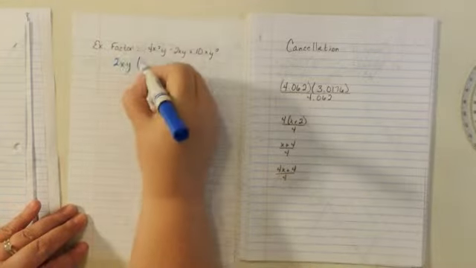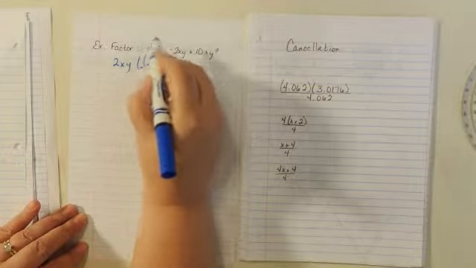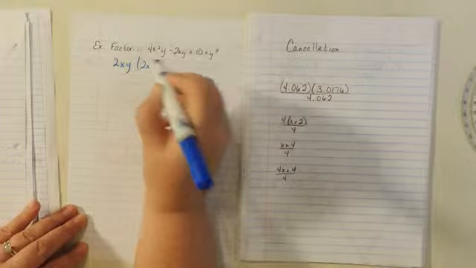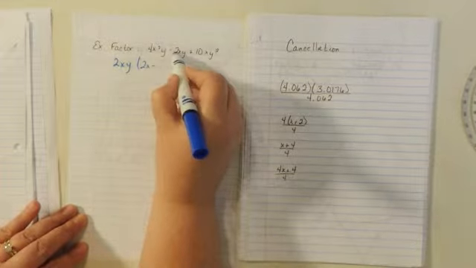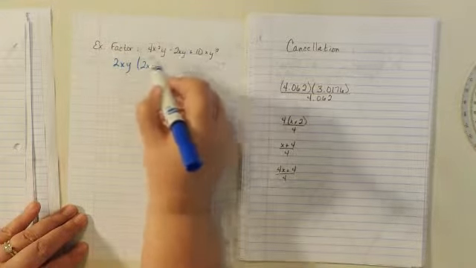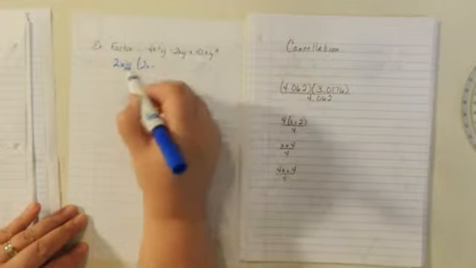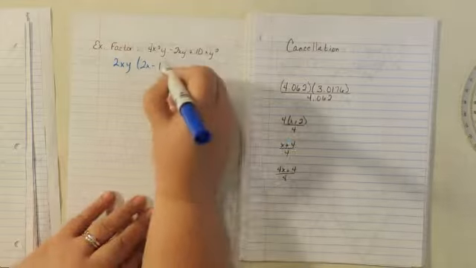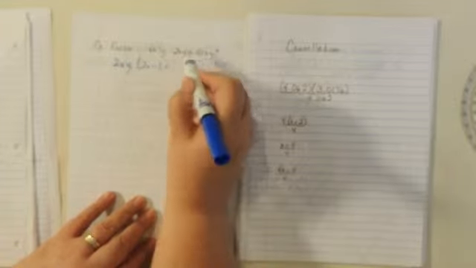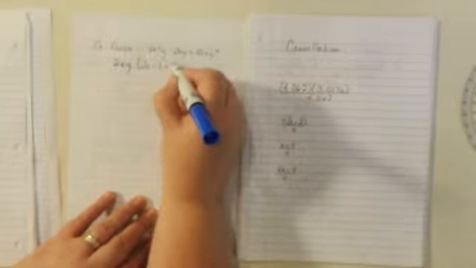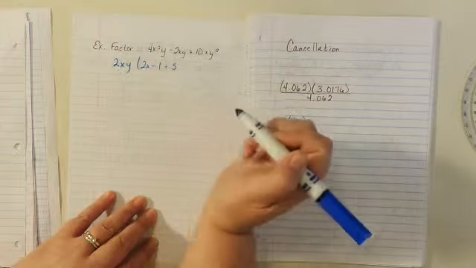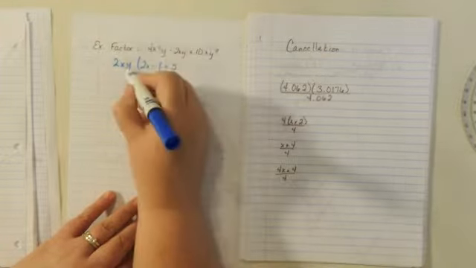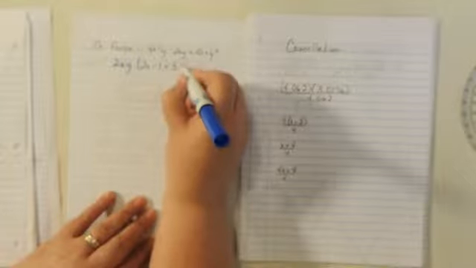Okay, 4 divided by 2 is 2. X squared divided by x is x. Y divided by y is 1. 2 divided by 2 is 1. X divided by x is 1. Y divided by y is 1. We're just going to write a 1 there. Plus 10 divided by 2 is 5. X divided by x is 1. Y squared divided by y is y. So we end up with 2x minus 1 plus 5y.